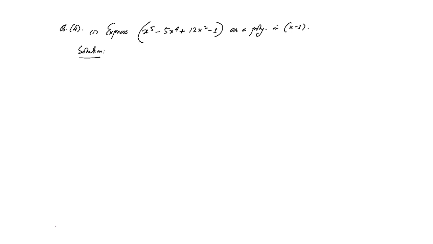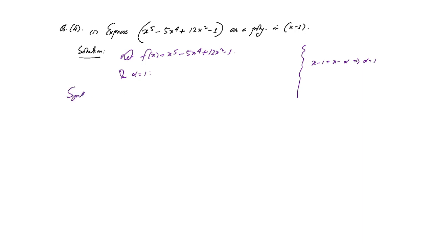So here, what is our f(x)? Let f(x) equal x to the power 5 minus 5x to the power 4 plus 12x square minus 1. And what is our alpha? What is our trick? x minus 1 equals x minus alpha. So alpha is 1. Alpha equals 1.